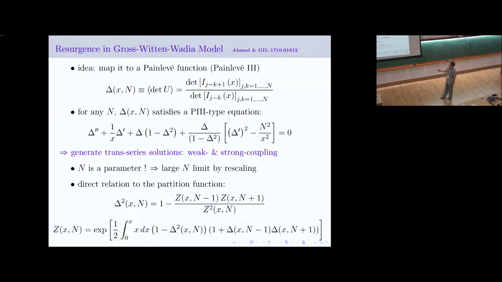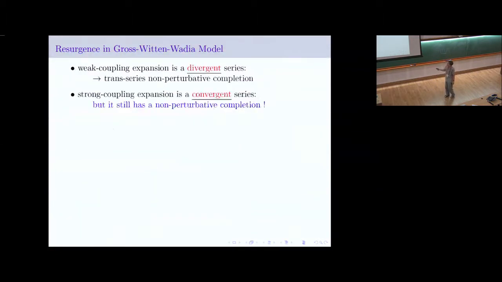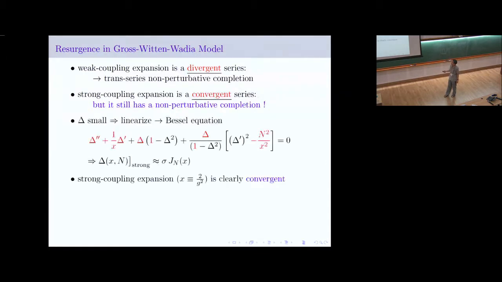Moreover, once I have delta, it's directly related to the partition function, so in fact, I can just solve for delta, and once I have delta, all the rest just follows automatically. Any other observable you want to write down can be expressed directly in terms of delta. And delta is much simpler than the partition function, so let's work with delta for now. So the weak coupling expansion, no big surprise, is a divergent series. The strong coupling expansion is convergent, but now I'll show you why it has a non-perturbative completion, even though it's convergent. So here's the argument.